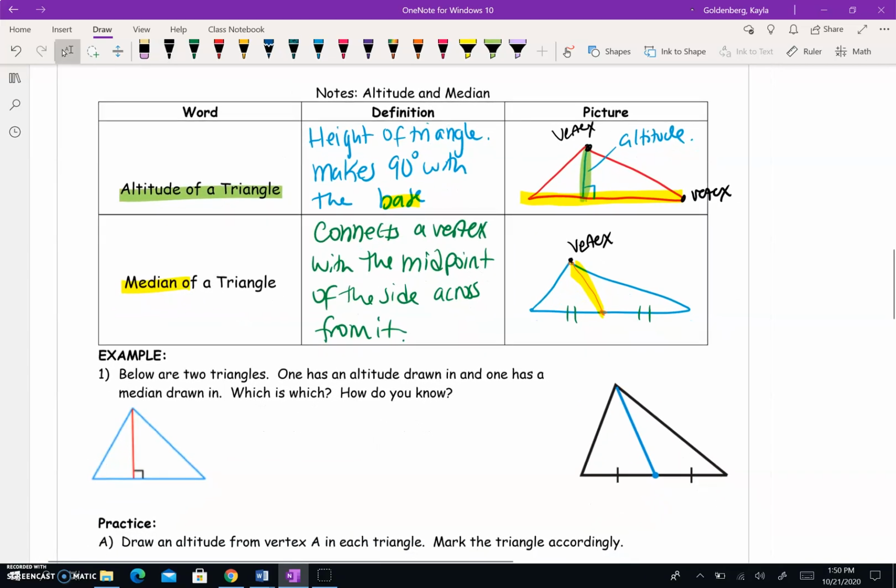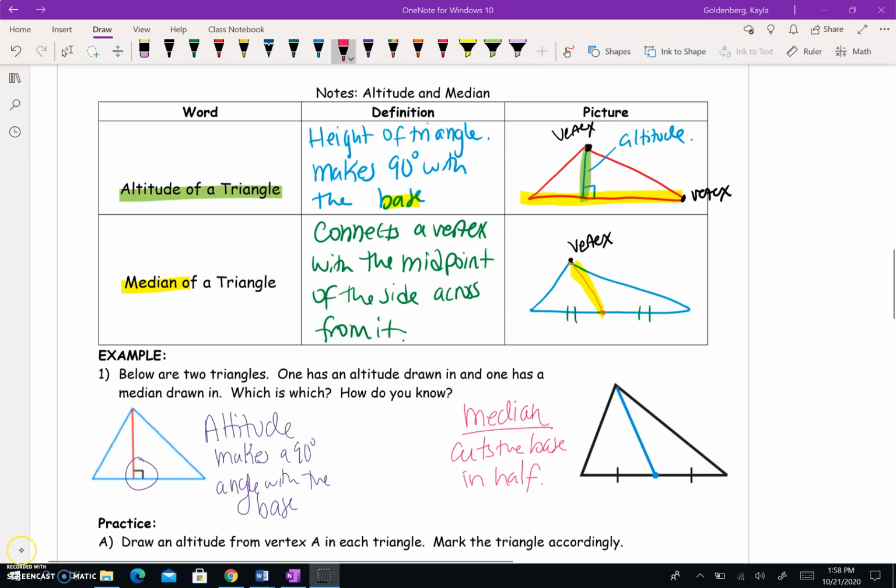The first example, number 1, says below are two triangles. One has an altitude drawn, and one has a median. Which is which, and how do you know? So I want you to pause the video, look back at your definitions, and try to do this one on your own. Unpause when you're ready to check your work or if you need a hint.